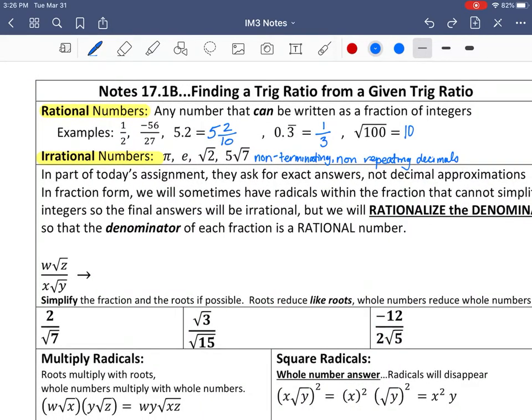A lot of times, root 2 is one of your most common irrational numbers that you'll see. Anything that has a root 2: root 2, 2 root 2, 3 root 2, 4 root 2, 5 root 2. All of those end up being irrational because they have that root 2 with them.